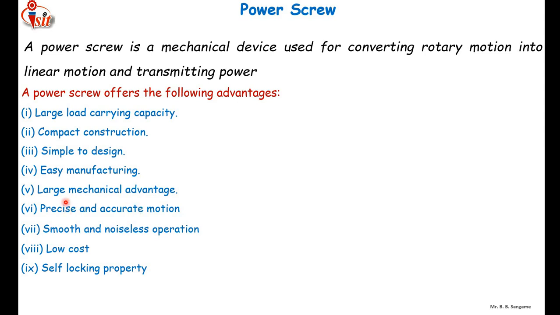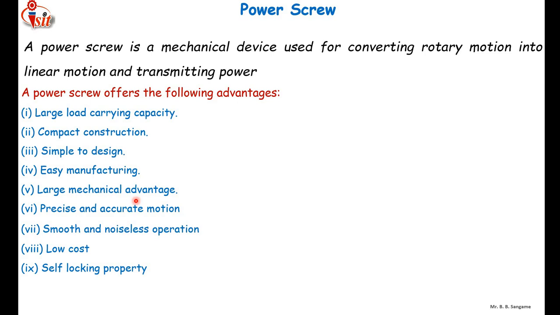It also provides the large mechanical advantage. It means that we can lift the load of near about 15 kilonewton by applying the small effort near about 400 newton. So it is having a large mechanical advantage. The precise and accurate motions means it is used in machine tool operations, as we have seen in the lathe machines and various machine tool operations, to provide the feed, depth of cut.